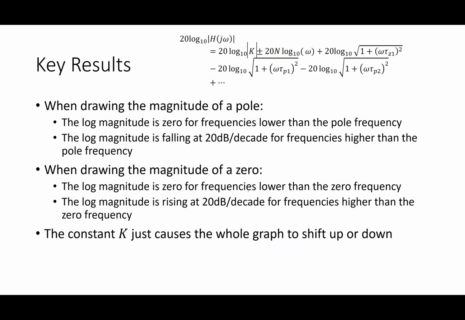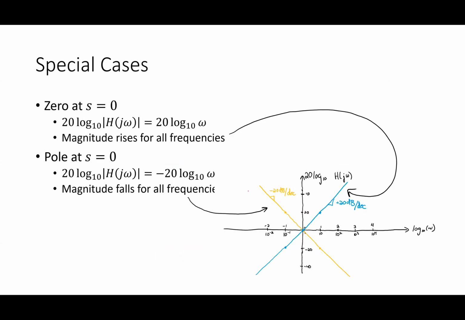I want examples of where this starts to make sense, right? So you draw the magnitude for a pole. It's 0 for frequencies lower than the pole, and falls above it. For zeros, it's flat below it, and rises above it. Constant K just shifts the whole graph up or down. All right. And then I have those two special cases. A zero at the origin causes the graph to rise, poles fall.